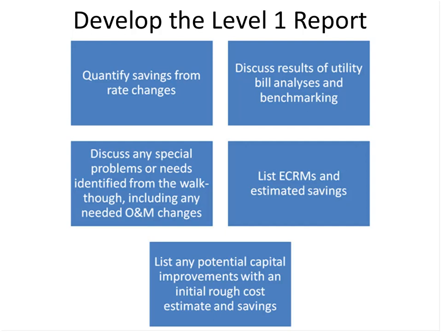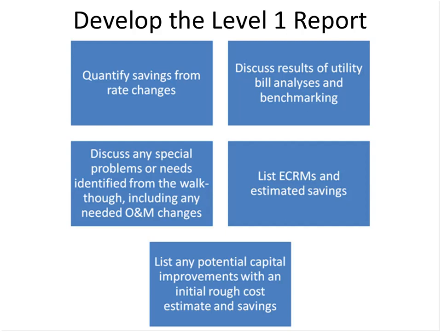Okay, so you've done the walkthrough. You've got some ideas of how you can save energy in a building. You probably need to document this process. So what we recommend is you develop what we call a level 1 report. You quantify the savings from rate changes if that's a possibility. You discuss results of utility bill analysis and the benchmarking. Make the tables that I showed, and there are actually templates to do that available. I'll show you the resources for those at the end. Discuss any problems or special needs you identified, any needed O&M changes, and then list the cost reduction measures and the estimated savings.